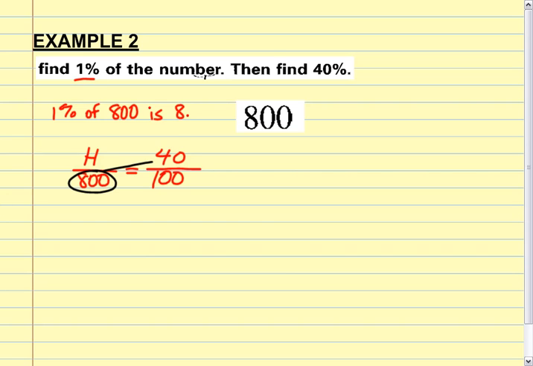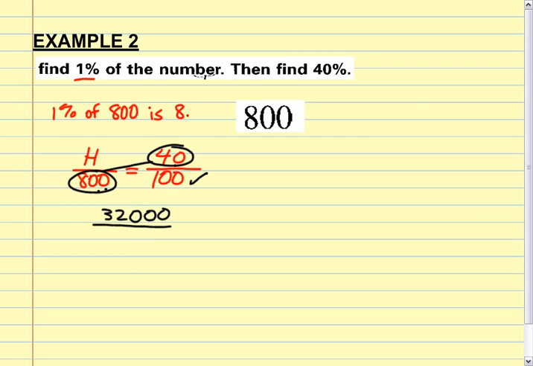800, cross multiply, 800 times 40. You know what? I'm just going to multiply the two non-zero numbers. 8 times 4 is 32. And then we just add 3 zeros, right? 1, 2, 3. So that's 32,000. What do I do with that number?